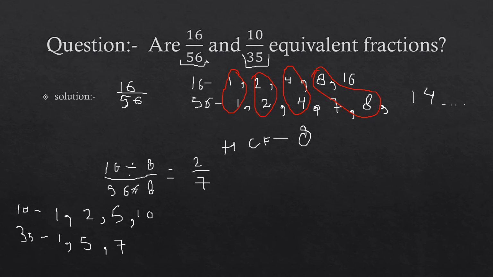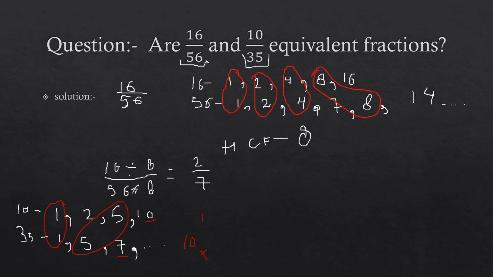After 7 we don't need to go on; we want the common factors, which are 1 and 5. Why am I not proceeding after 7? Let's understand this. We have factors of 10 up to 10, which is the highest. After 10 there is no factor of 10, and 10 is not a factor of 35, so we don't have to proceed further. We will get the common factors up to 5 only.